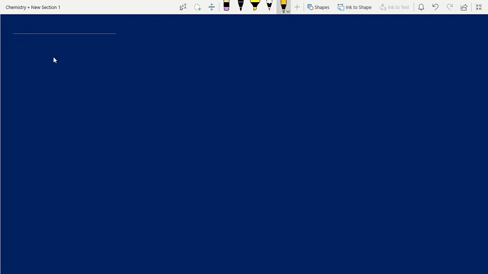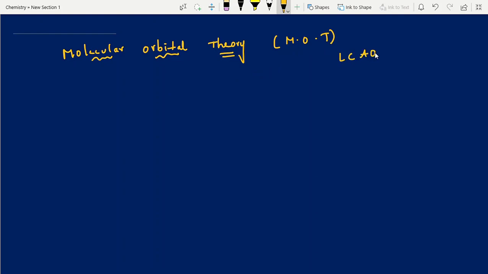So first, let's begin with molecular orbital theory. Generally, what type of questions are they asking based on molecular orbital theory? Based on that, I am giving the concept to you. Molecular orbital theory is also called MOT. Theory explanation is also there, students. This method is also called the LCAO method, linear combination of atomic orbitals. Briefly, I am giving points.